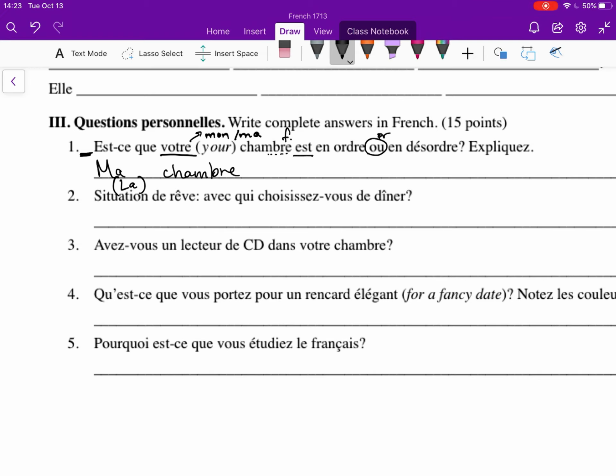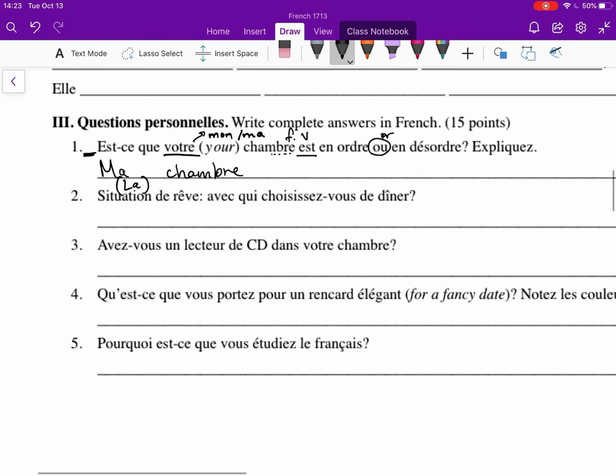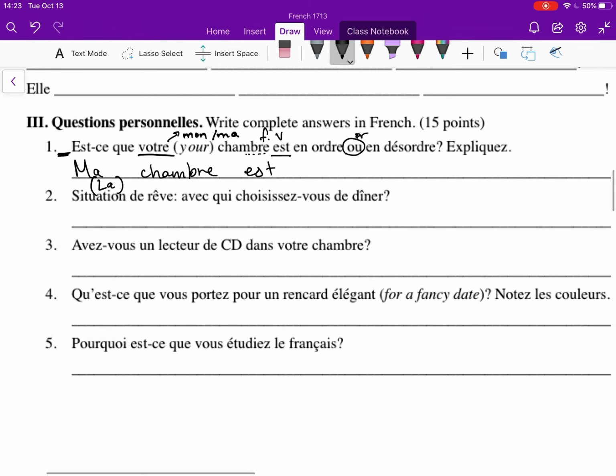Here's the one verb that we have, est. It's just one, so this is present tense. This is être. You want to reuse that because ma chambre is still a singular third person subject, so it's not going to be transformed. Et. And then let's say that your room is en ordre ou en désordre. You just put that down, whichever one applies to you.